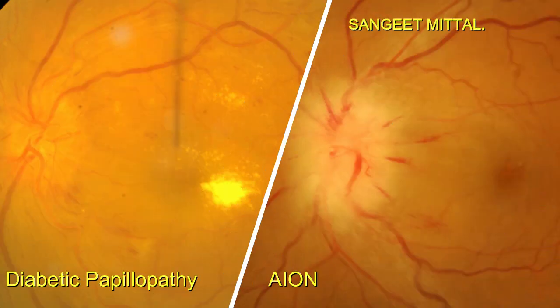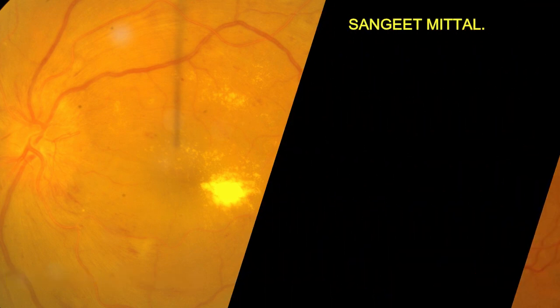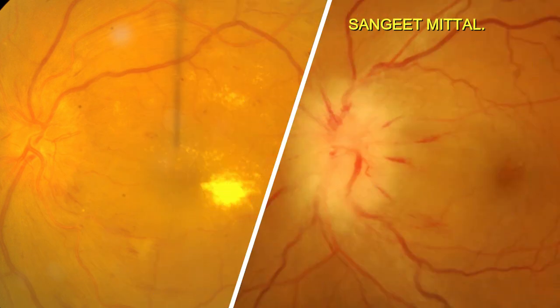Diabetic papillopathy and non-arteritic anterior ischemic optic neuropathy, AION, can be differentiated by their clinical presentation, visual acuity, and fluorescein angiography findings. Diabetic papillopathy is typically a transient, self-limiting optic disc swelling with minimal visual changes, often occurring in younger patients with diabetes. AION, on the other hand, is characterized by sudden and profound visual loss, optic disc swelling often with pallor, and may be accompanied by other systemic symptoms.